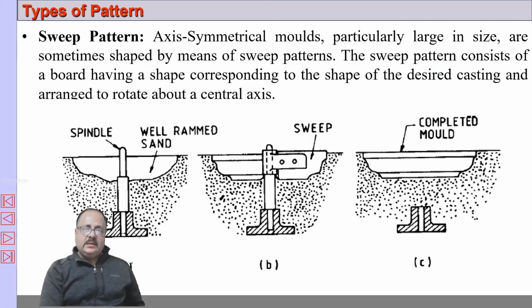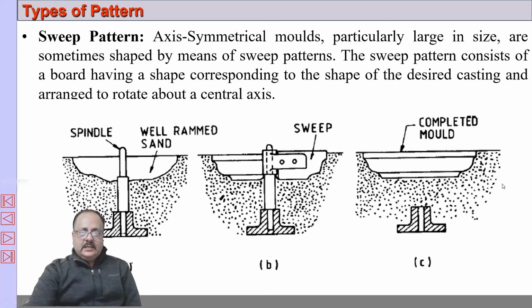Sweep pattern. Sometimes if the shape is asymmetrical and large, like a solid wheel, the pattern will be very heavy and difficult to handle, and also it will be costly. To reduce the cost, we make a section of it and fit it on an axis and rotate it in the sand to generate the mold.